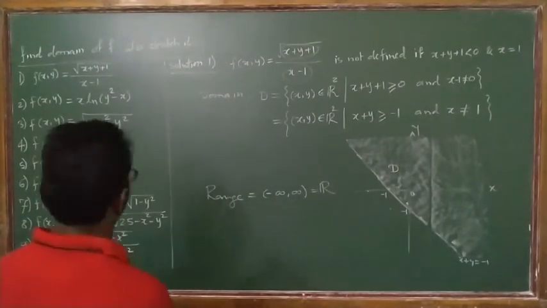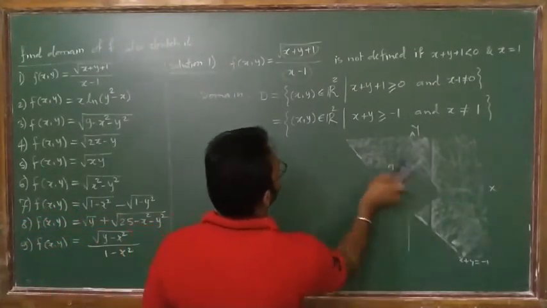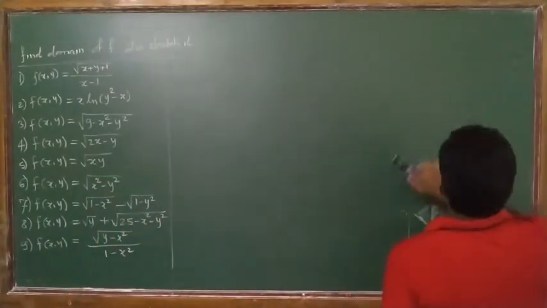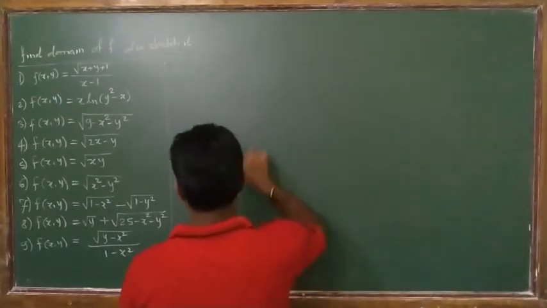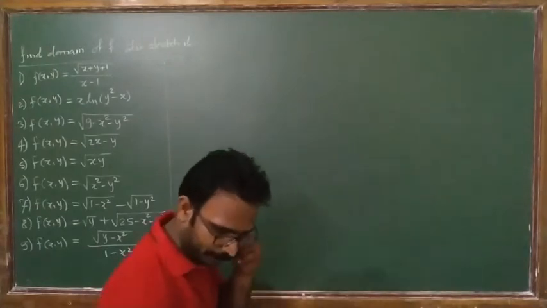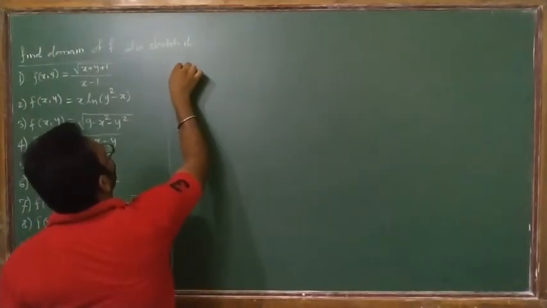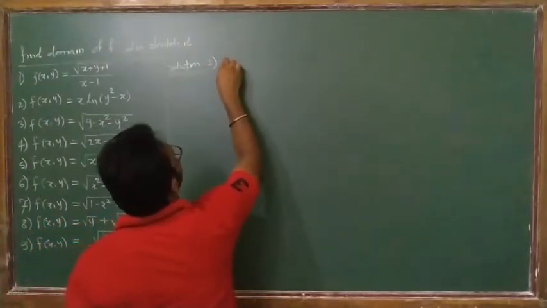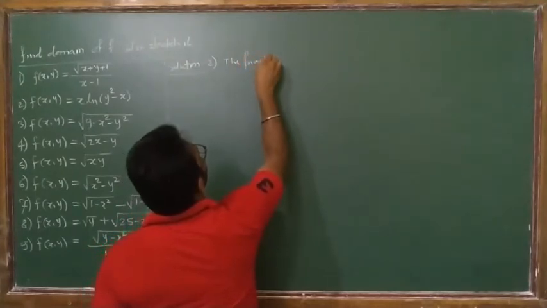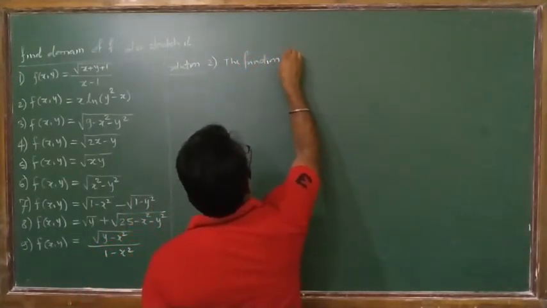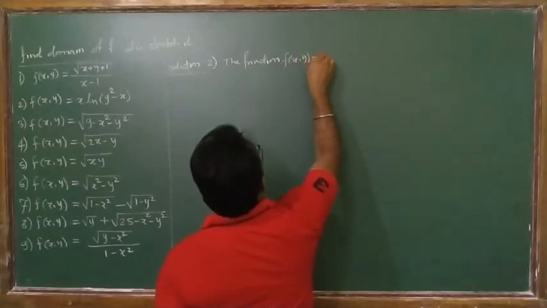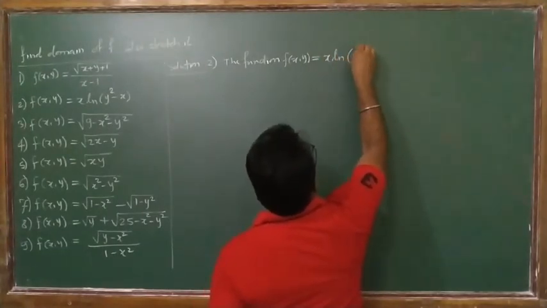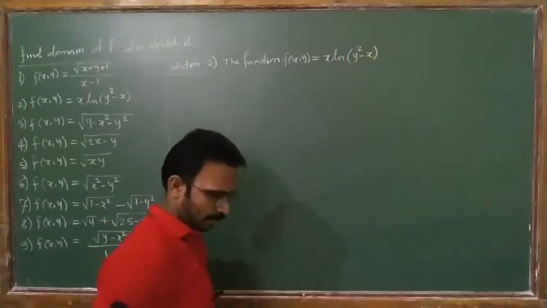Let us see the second example. Solution for the second example. So what is the function? It is ln of y square minus x. So it is a function.